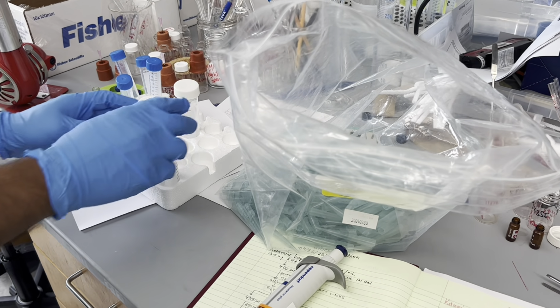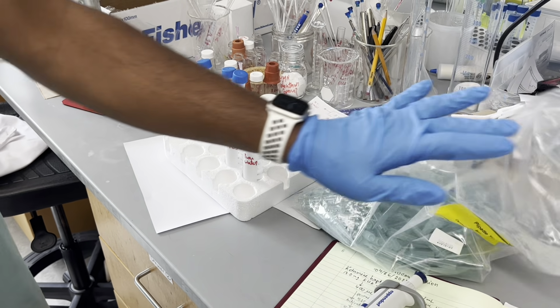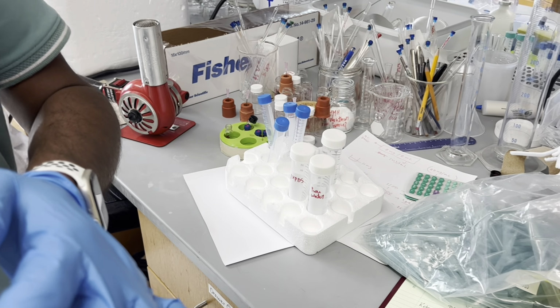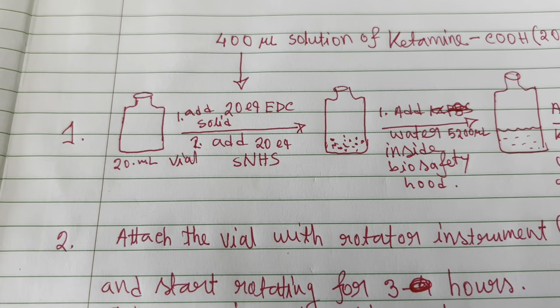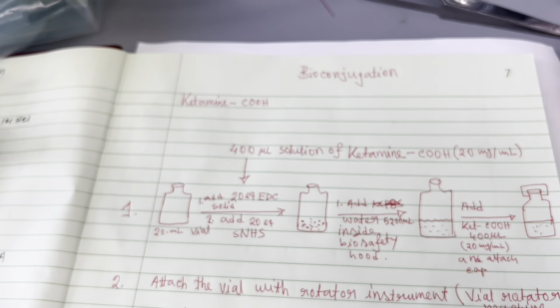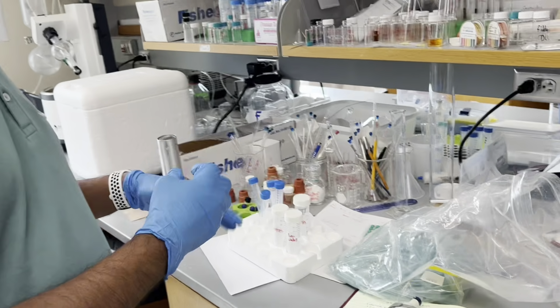Okay, now we have the water, 5x PBS and 1x PBS ready. And now we are going to measure out the EDC and the NHS, that's solid. 20 equivalent of both EDC and sulfo-NHS. We adjusted it from the paper. Then we will start adding everything there.